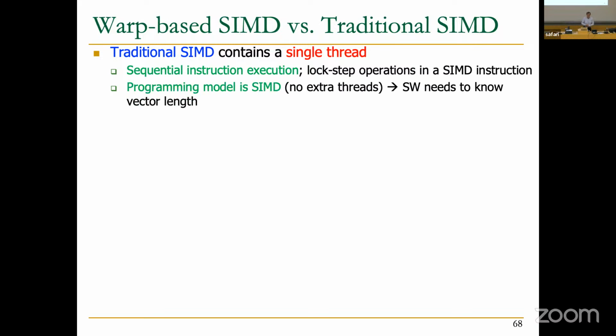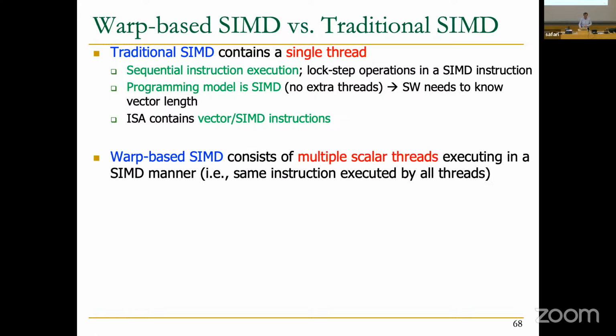Programming model is SIMD. There are no extra threads. Software needs to know the vector length. That's what we've discussed earlier. Instruction set architecture needs to change significantly. You need to have vector and SIMD instructions. On the other hand, warp-based SIMD alleviates a lot of these issues.